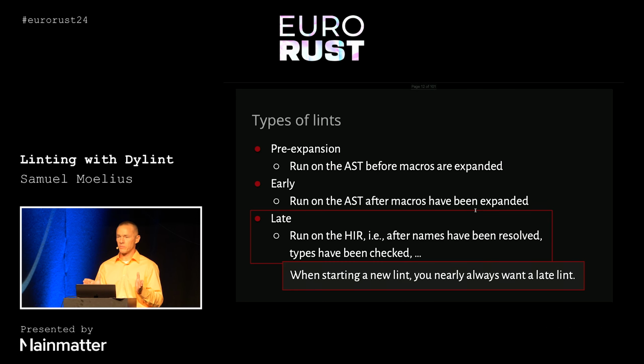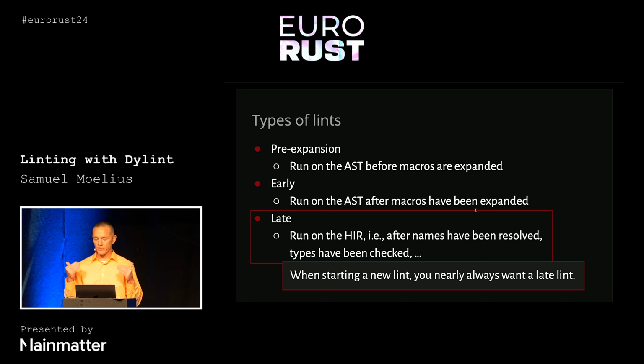This is an opinion, but I think it is a widely held opinion, so I'm going to share it. When starting a new lint, you nearly always want a late lint. And the argument for this is the following. There will come some point in time where your lint exhibits a false positive. You're going to want to eliminate that false positive, and the only sensible way to do it will be to check how some name resolves or check the type of some object, and that information will be available to you only if you have a late lint and not if you have a pre-expansion or an early lint.